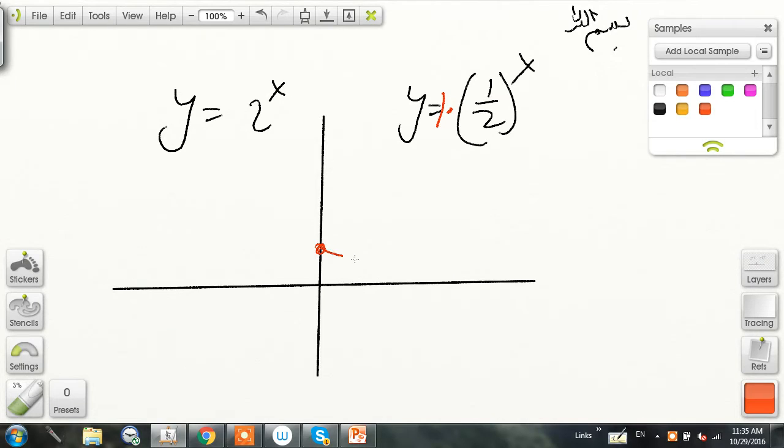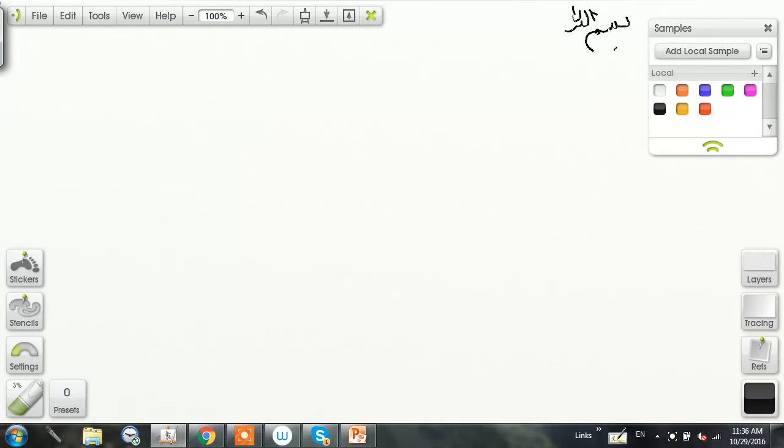Y-intercept is 1. This function looks like this, right? You agree? You have to know how these parent functions look like. Okay, this one looks like this. Okay? This one looks like that. Do you understand? Okay? So, how about this one? Y equals negative 1 times 1/2 to the x. How does this one look like?